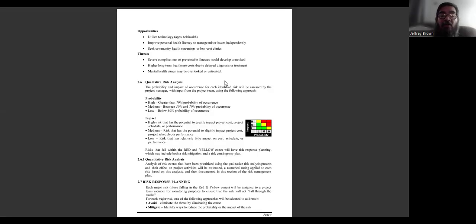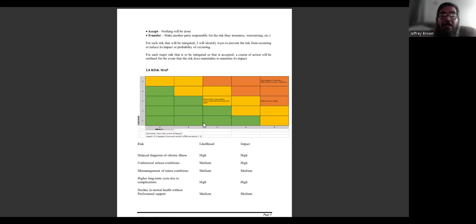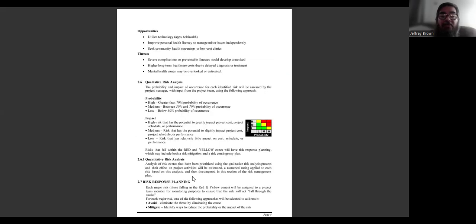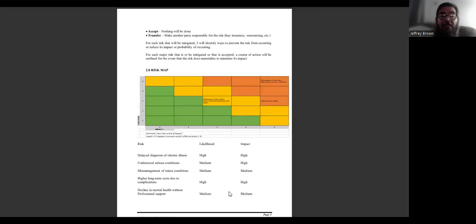So then we get into the quantitative risk analysis. The probability impact of occurrence for each identified risk will be assessed by the project manager, which is me, with input from the project team, which is also me, using the following approach. So I have this chart with the high, medium, and low. The impact will be on here with probability. Quantitative risk analysis, sorry, and then the risk response planning. So down here, things to avoid, how to mitigate, accept, and transfer.